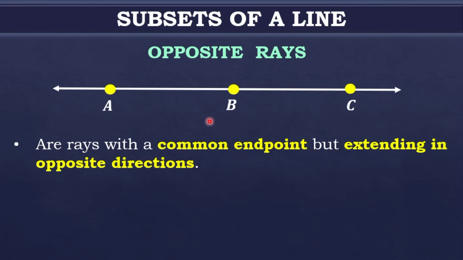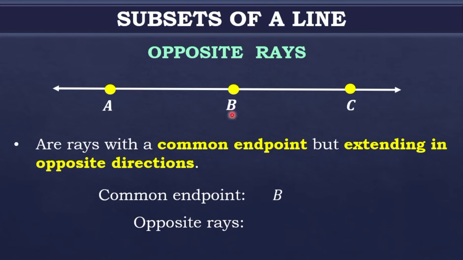So, halimbawa, etong figure na to, ano ba ang common endpoint nila? Ano ba yung dalawang rays dito na sa tingin mo magkakaroon sila ng common endpoint? So, the common endpoint here is B. Okay? So, kung ang common endpoint ay B, therefore, ang opposite rays natin, ibig sabihin, it starts with a common endpoint and then infinite direction. Dun sa extending direction mo, opposite. So, kung ito ang common endpoint, left and right. So, ang opposite rays mo ay ray BA.